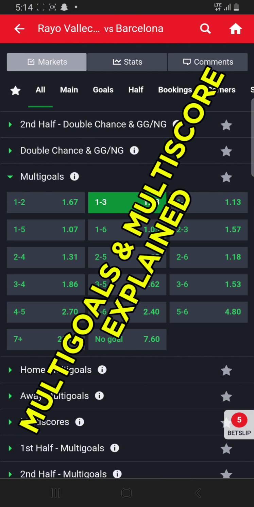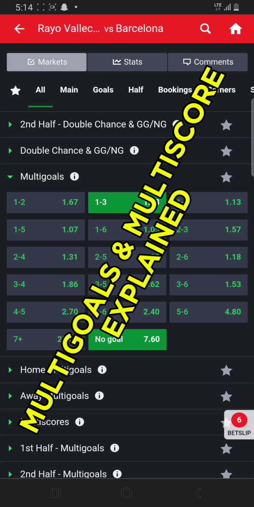So we are saying that the total number of goals scored in this game is not going to exceed 1 to 3 goals. By 1 to 3 goals, we mean that if Barcelona win 2-0, it is a win. If they win 3-0, it is a win. If they win 1-0, it is also a win. If the match ends 0-0, it is a loss, because no goal was scored in that game. That is what we mean by multi-goals, guys.